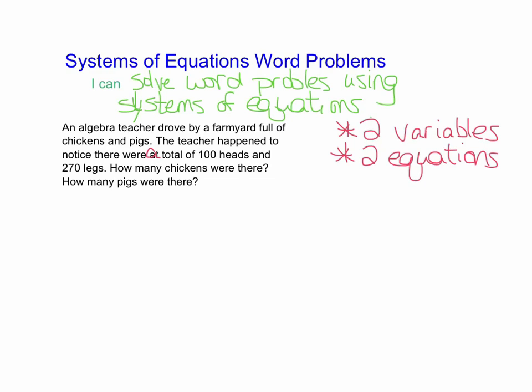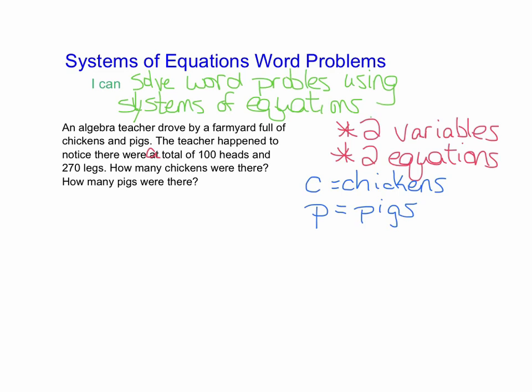So we need our two variables. What are the two things we don't know? We need a variable for chickens. So let's let C be the number of chickens. And we want to know how many pigs there are. So P is the number of pigs. Okay? So chickens and pigs are the two things we are trying to figure out.